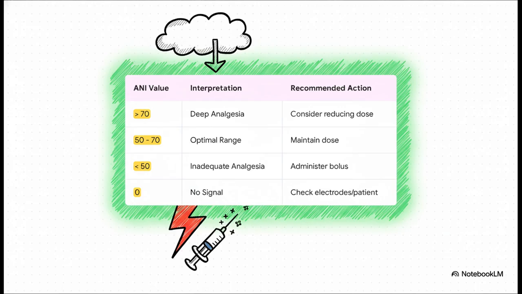The goal is simple: keep the patient in that green zone, between 50 and 70. That's your sweet spot. If it's creeping up above 70, that suggests pretty deep analgesia. Now, if the patient's stable, that's fine. But if they're also hypotensive, it might be a sign you've overdone it and should think about backing off. The real action point, though, is when it drops below 50. That's your alarm bell. That's your cue to give a bolus, preferably before the surgeon makes their next big move.